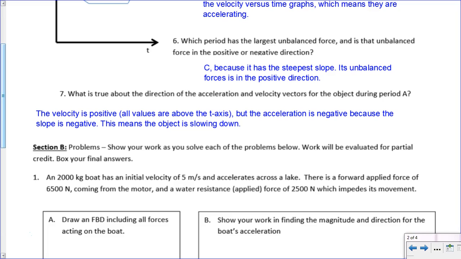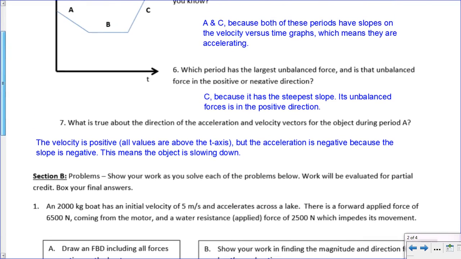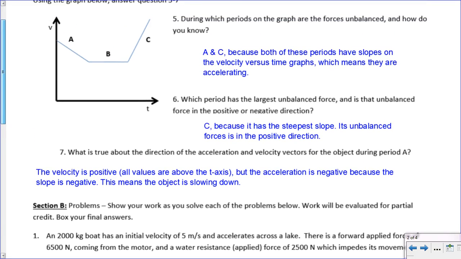Number 6, it says which periods have the largest unbalanced force? What period has the largest unbalanced force and is it in the positive or negative direction? C here you can see has the greatest slope, so it is the largest unbalanced force.